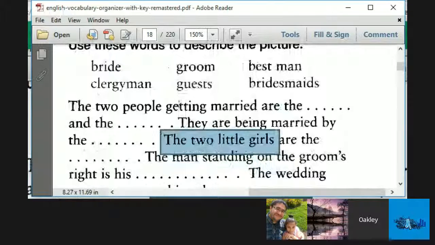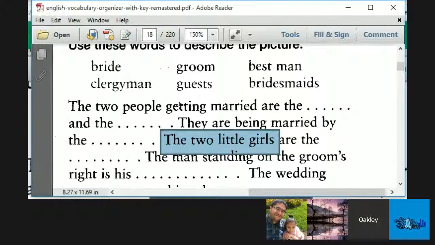Are the guests? Well, probably not. The two little girls are the... Okay, guests. Now, the two little girls, okay, first of all, this is misleading.